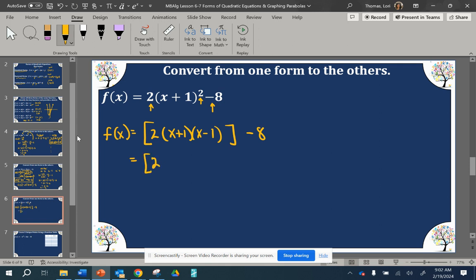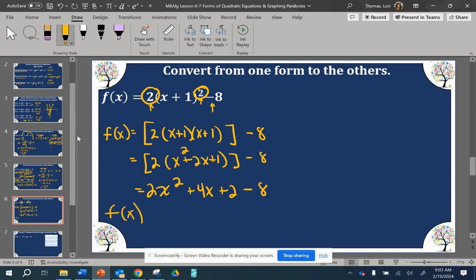So I'm going to, this time, multiply x plus 1 times x plus 1. We have 2 of those. That's going to create a perfect square trinomial. Now I'm going to distribute the 2. So we took care of the exponent. Now I'm going to multiply by 2 just to this quadratic trinomial. And when I do this, I can dissolve all grouping symbols and bring down my minus 8. Now I'm going to combine like terms. And I have standard form.